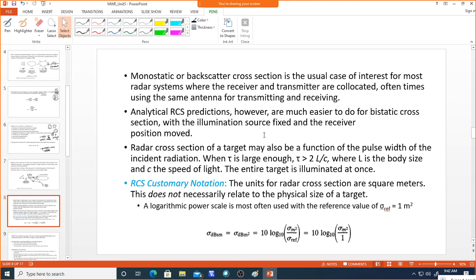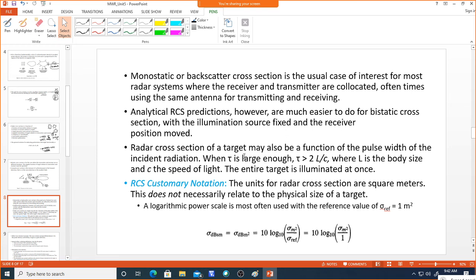The radar cross section of a target may also be a function of the pulse width of the incident radiation. We have seen that the pulse width duration depends on the target and resolves the targets if many targets are there. Pulse energy and pulse width are both important, because the pulse width decides how many repetitive pulses there will be, and based on the pulse repetition we decide the pulse repetition frequency. Based on that we also decide the target movement with respect to stationary targets. In those situations, tau is very important.